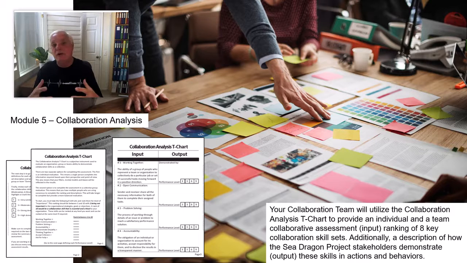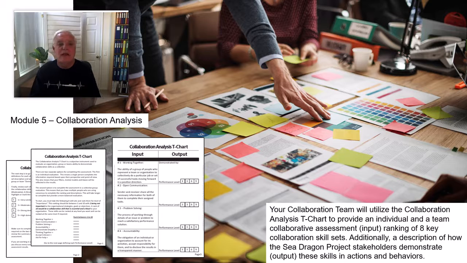So collaboration now is going to be focusing into another area. When we move into Module 5, we're going to have you create a collaboration analysis T-chart. That T-chart shows you inputs and outputs. Inputs being an assessment of what's happening from a collaboration perspective based on 8 key areas of the project. And then the outputs would be, how do they demonstrate that? What is their ranking? What is their rating? What does that look like?